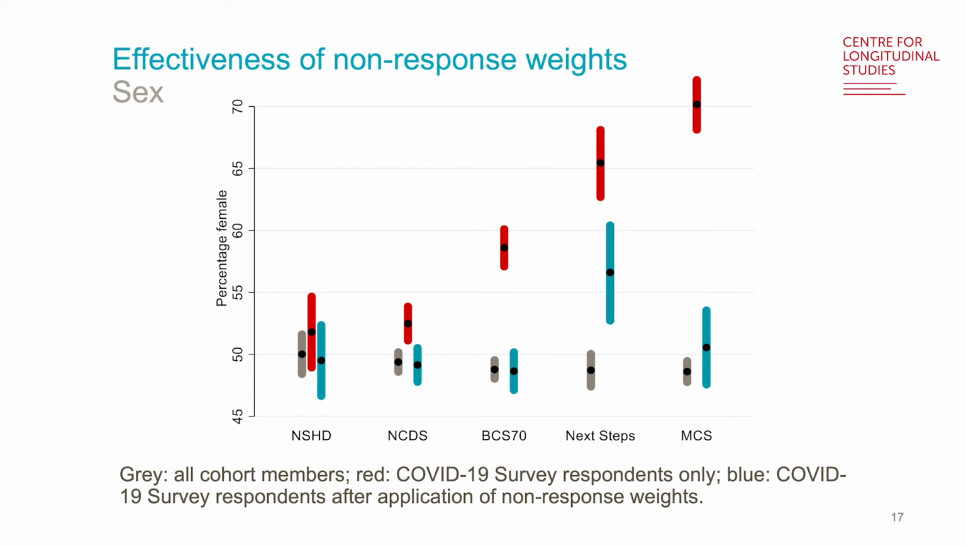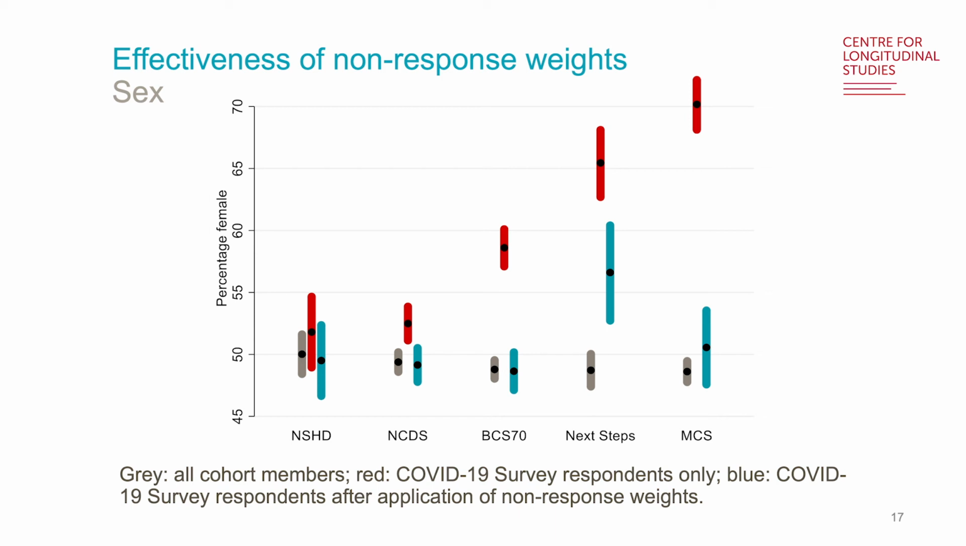We then looked at the distribution in COVID-19 survey respondents only. So that will allow us to assess unweighted analyses, which will allow us to assess the level of bias that may be induced due to non-response. And then in the third analysis, we're similarly looking at the COVID-19 survey respondents, but after applying the non-response weights. So comparing these results will allow us to see to what extent we're able to remove any bias caused by non-response.